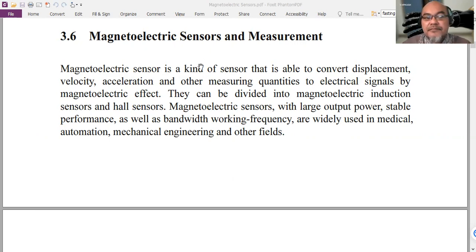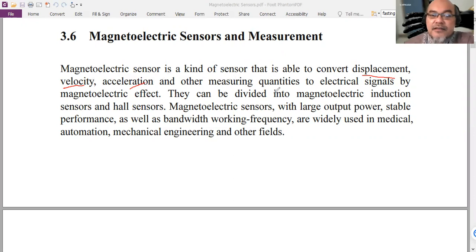So the magnetoelectric sensor uses physical phenomena that convert the parameters that you want to measure using the magnetoelectric effect. It is not specifically used for detecting magnetic field only. It could use velocity, displacement, acceleration, as well as other measuring quantities, including the Earth magnetic field, for example.